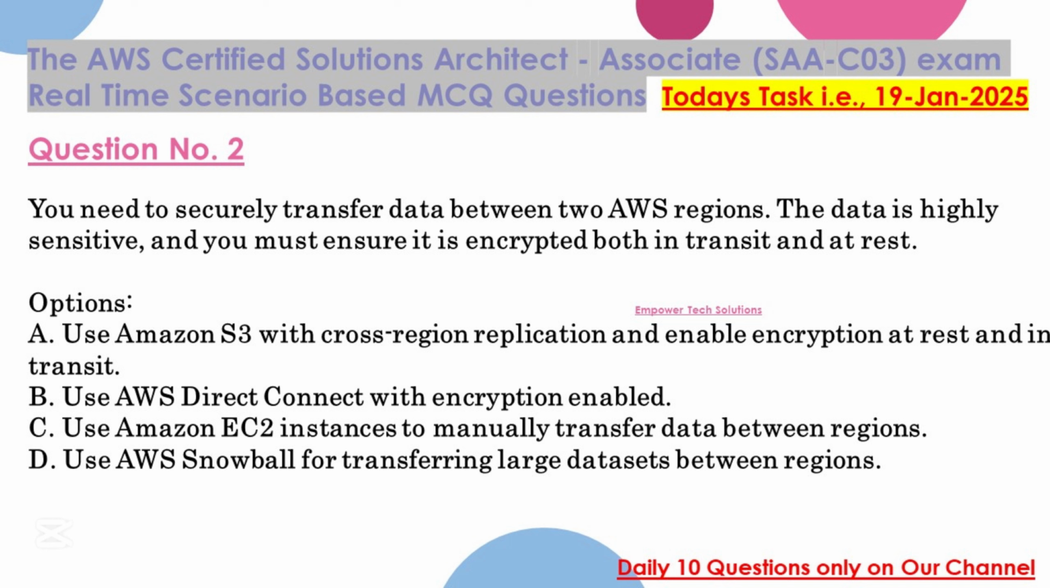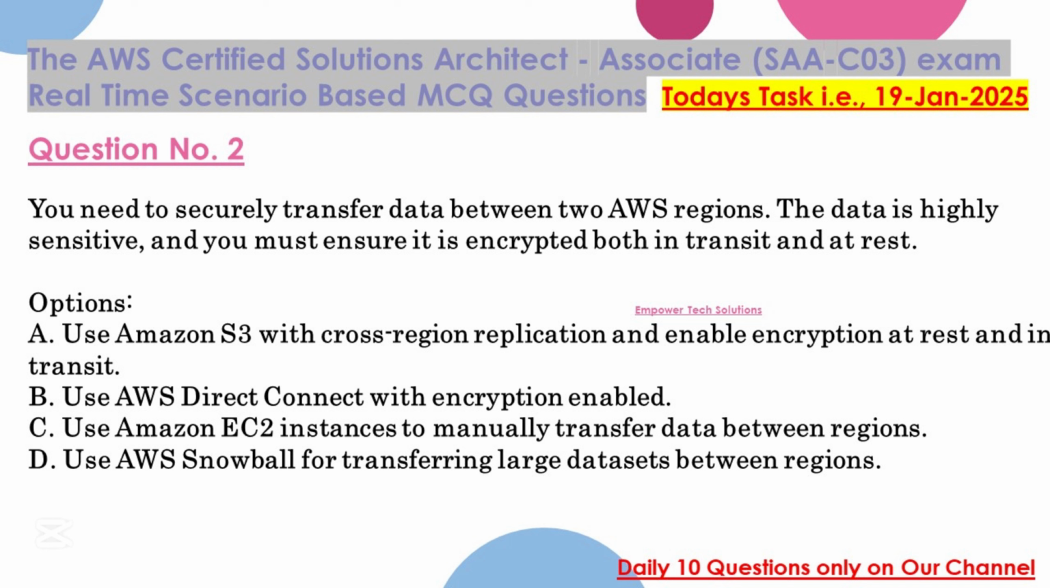You need to securely transfer data between two AWS regions. The data is highly sensitive, and you must ensure it is encrypted both in transit and at rest. Options: A. Use Amazon S3 with cross-region replication and enable encryption at rest and in transit. B. Use AWS Direct Connect with encryption enabled.